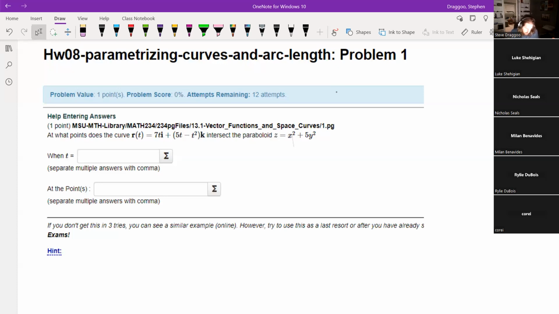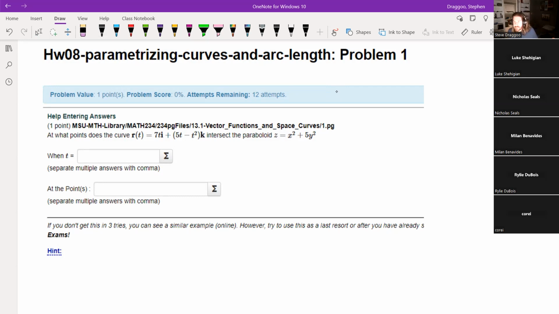So if we give that a shot, what are we after in this first problem? At what points does some curve given by R intersect the paraboloid given by the equation that's over there? And since we just did the quadratic surfaces section, we totally know that that thing is a paraboloid. In fact, it's an elliptic paraboloid, but we just need to know it's a paraboloid for now. So let's start trying to figure that out.